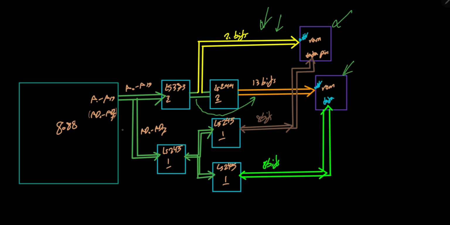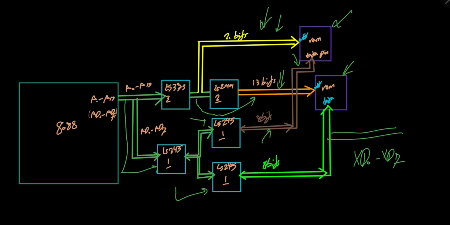Eight of these data pins go through one LS245, and if they go through another 245, they create the wires that I've shown in brown, which travel to the data pins of the RAM. If they travel through another 245, they become the green bus, which is connected to the data bus of the RAM. But notice that these green wires are also connected to the data bus used to program the input-output chips. The same thing applies to the orange here. In the manual these are called XD0 to XD7 and also XA0 to XA12.